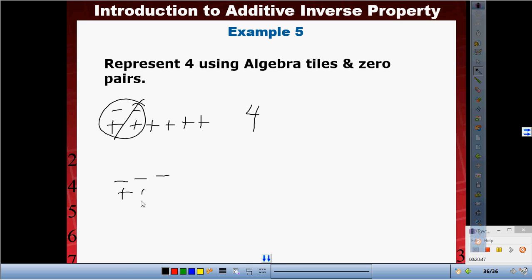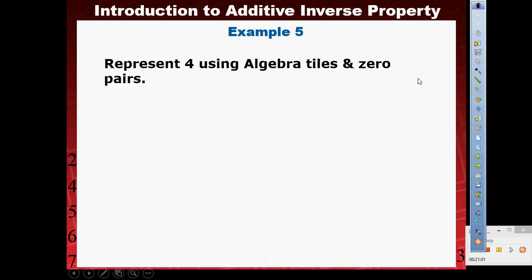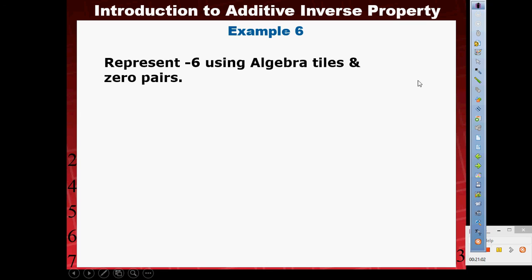Three negatives and 7 positives. 4, 5, 6, 7. Does that represent 4? Yes, right? Okay. Let's do one more of these. And once again, see if you can go a little bit faster without using your tiles now, but just draw me the picture. Number 6, represent negative 6 using algebra tiles and 0 pairs.